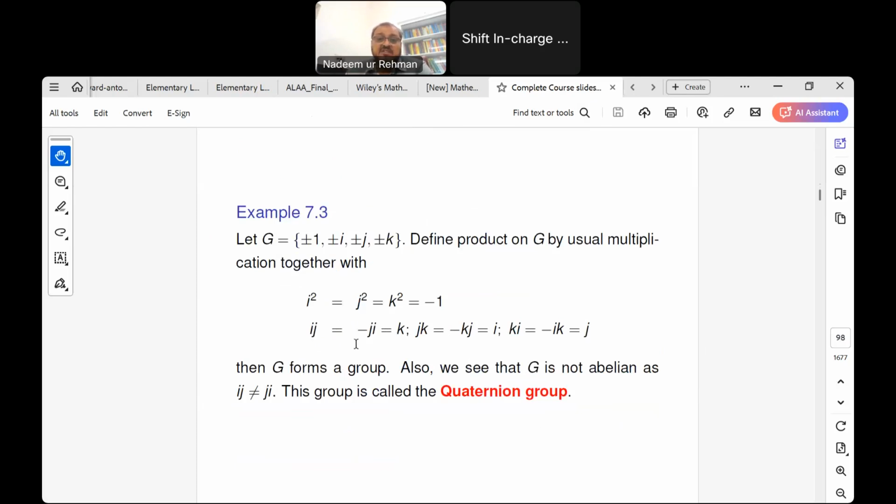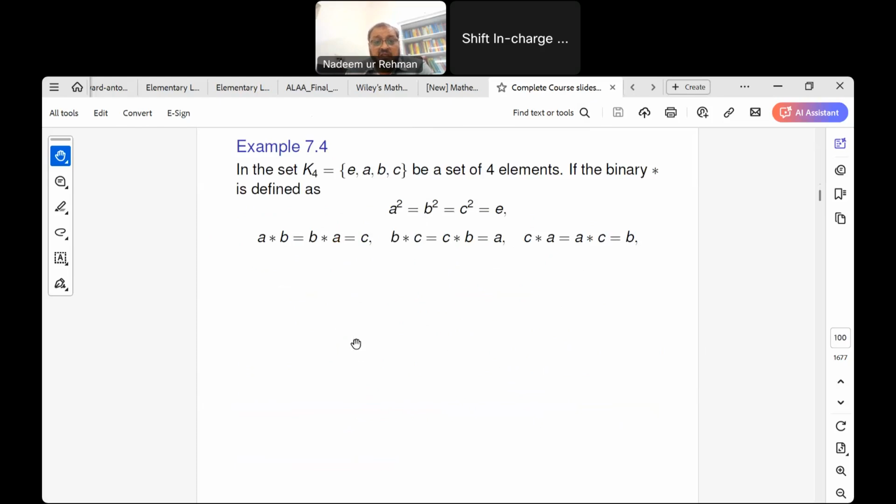So we can say that this is a group, but not an abelian group. Some very important example of this is the Klein 4 group. There are 4 elements, and there is a special property for this group. If you have e, a, b, c, then the condition is a square, b square, c square is identity. If you multiply a, b and b, a, that gives the third element.